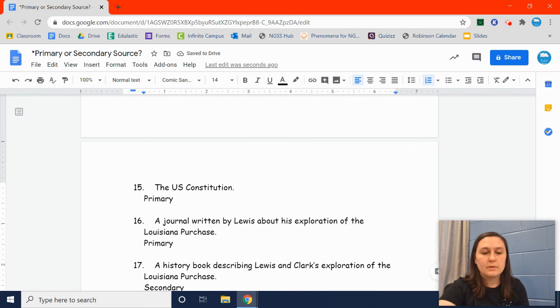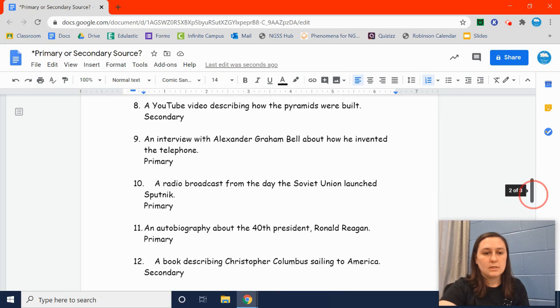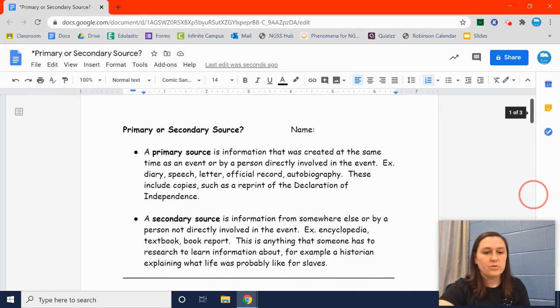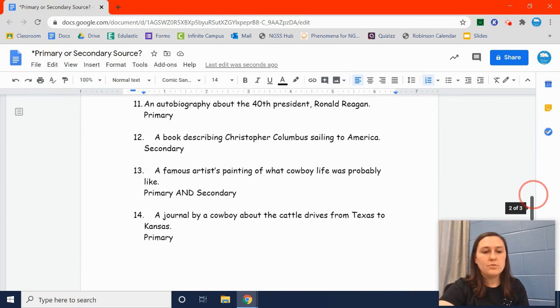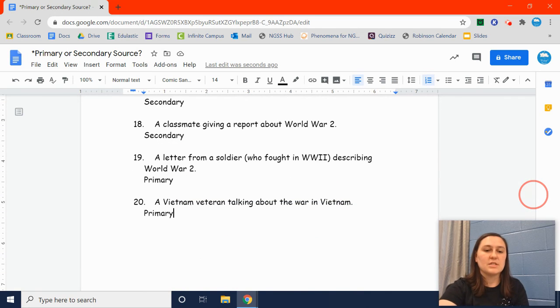All right. So that is 8 through 20 on this worksheet. That's the rest of it. So if you have any questions, let me know. Remember, a primary source is from that event or time period, secondary sources after the fact. Somebody had to research it to tell about whatever it is they're talking about. So if you have any questions, let me know.